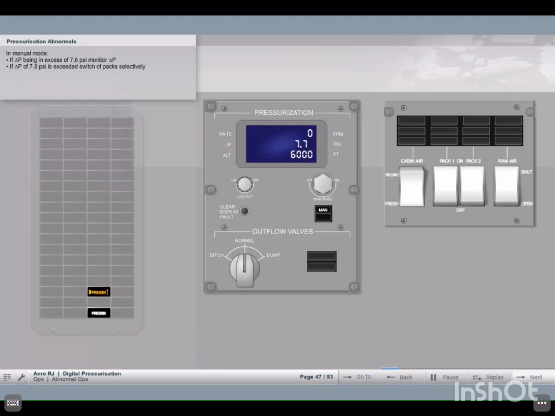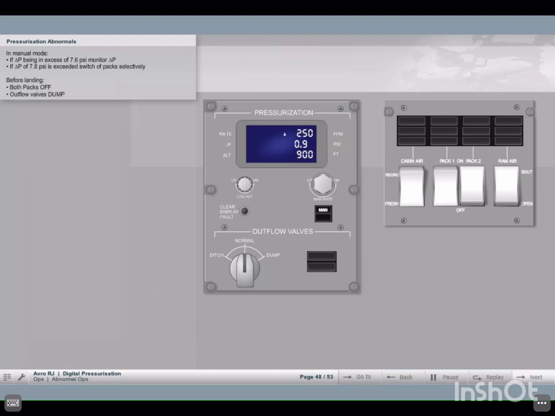If the warning was due to cabin differential pressure being in excess of 7.6 psi, monitor the differential pressure. If a differential pressure of 7.8 psi is exceeded, switch off the packs selectively to control cabin pressure. Before landing, both packs should be switched off, and the outflow valve selected to dump.